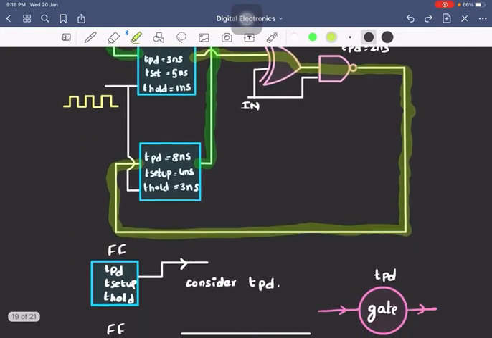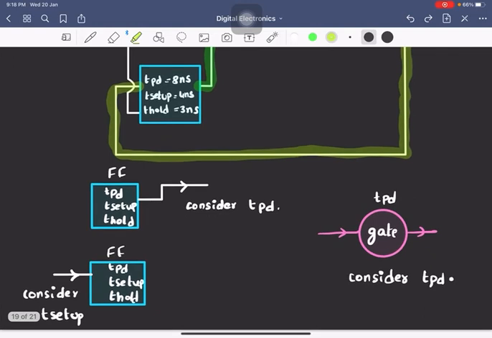And three things I should give you: when you are starting from a flip-flop, you should consider the propagation delay of that flip-flop, and when you are ending at a flip-flop, you should consider the setup time of that flip-flop. These are like shortcuts. And when a gate is encountered in the path, you should consider the T-com, or combinational delay, or propagation delay, whatever you can call it. You should consider that combinational delay strictly.